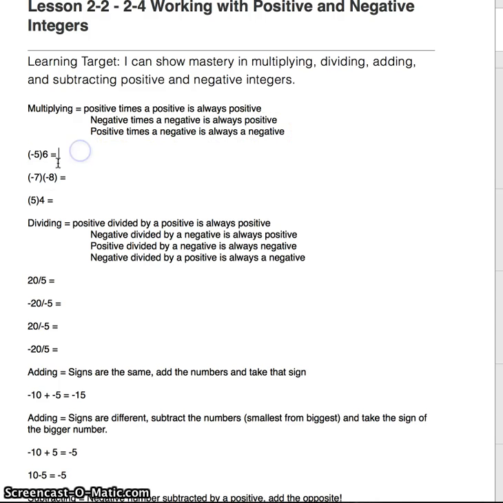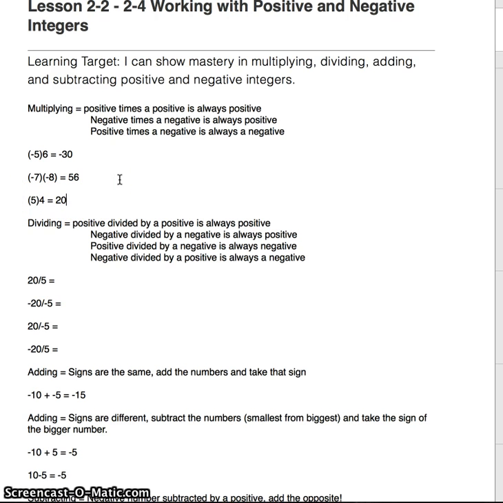So here's some examples. Negative 5 times positive 6, well, we have a negative times a positive, so that's going to be a negative 30. And then we have a negative times a negative. Well, if we have two negatives, we have this scenario. And a negative times a negative is always positive. And then this one is just our standard simple multiplication problem. We have a positive times a positive, and that remains a positive.